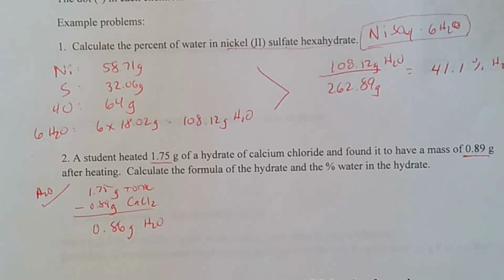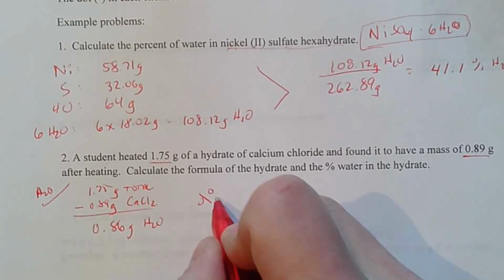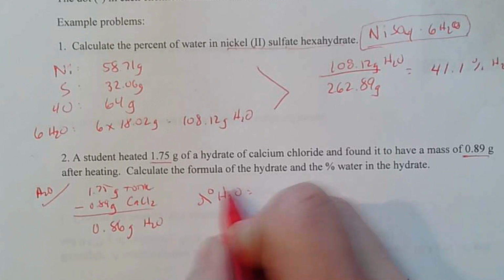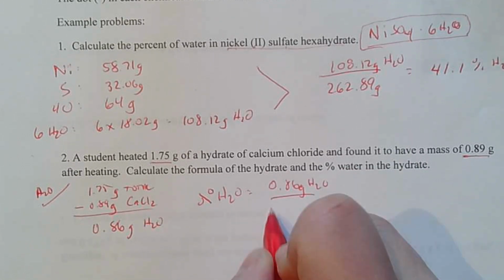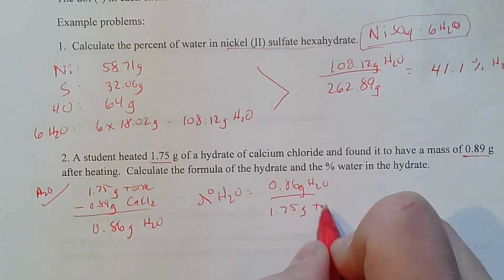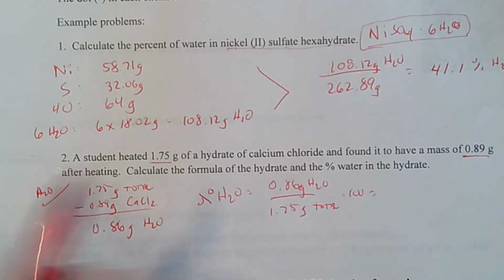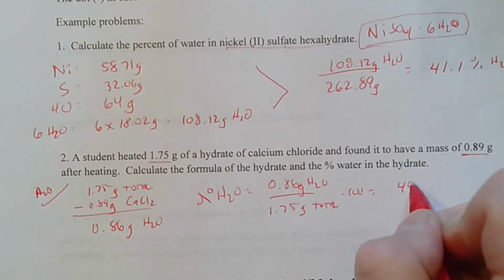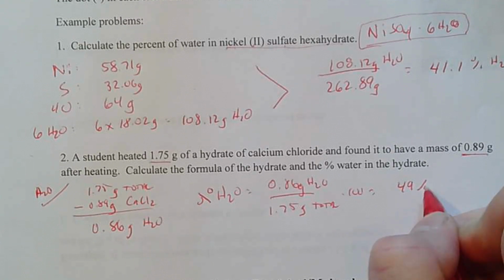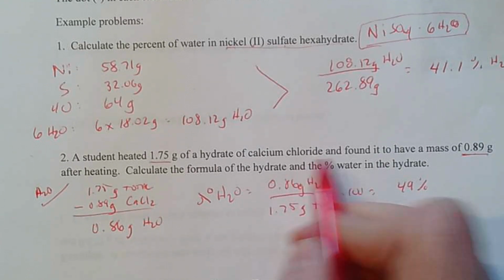So the percent water part is super easy. We can already do it. Percent water is just going to be the 0.86 grams of water over the whole, which is 1.75 grams, times 100. Or roughly 49%. You can only have two significant figures because of the 0.86.